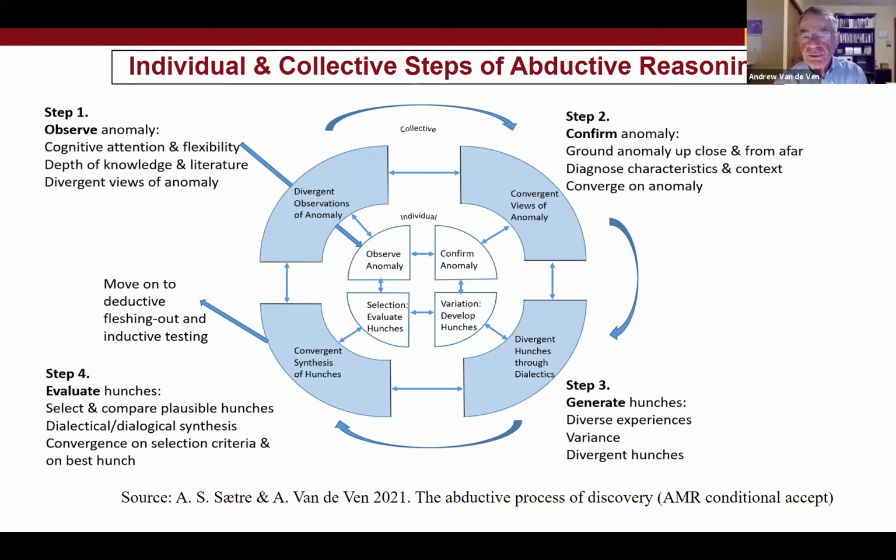Notice what the reviewers are doing is asking about step 2 of this abductive process. Whereas you, number 1, observe an anomaly and you can describe it. But the reviewer is going to say, check it out, show me. It's a matter of your method that came up with this anomaly. It doesn't really exist. It's that step 2, you need to confirm the anomaly, grounding the anomaly up close and from afar, diagnosing its characteristics and its context, and then also not by yourself, but with others, converging on an agreement that, yes, indeed, there is an anomaly out there.